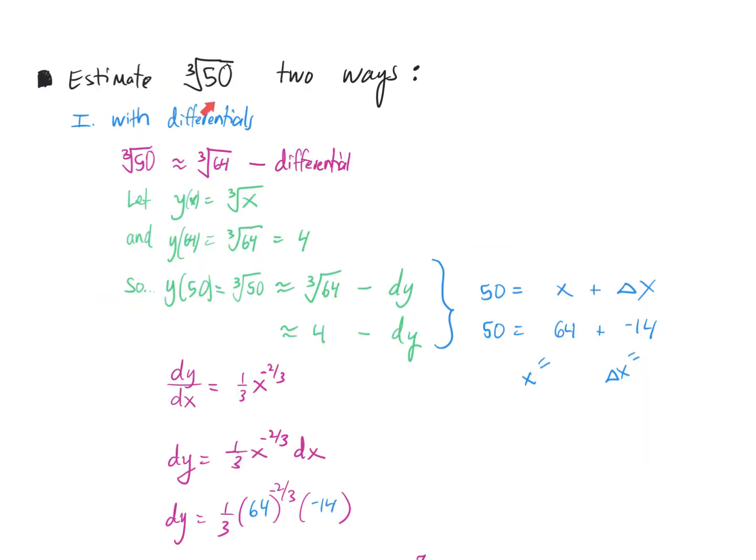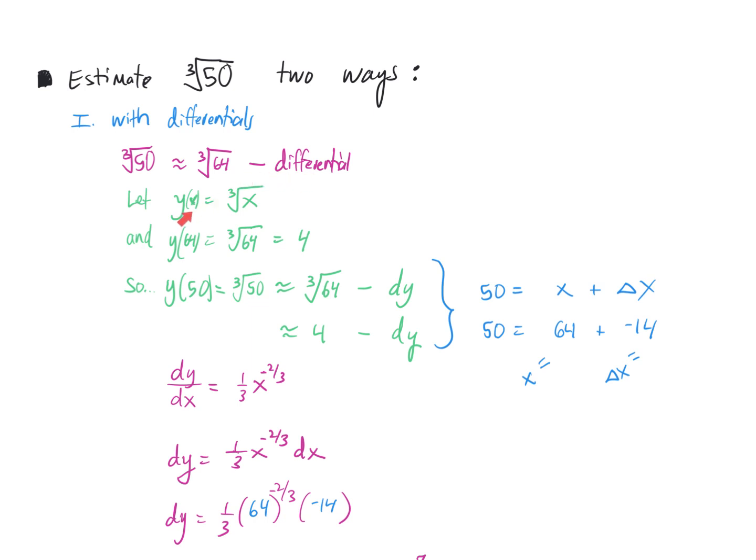All right, for this final example, let's estimate the cube root of 50 two ways. First, we'll do it using differentials, and then we'll do it with Newton's method. So if we use it with differentials, we know that 64 is a perfect cube. So the cube root of 50 will be approximately equal to this cube root minus some differential in the output.